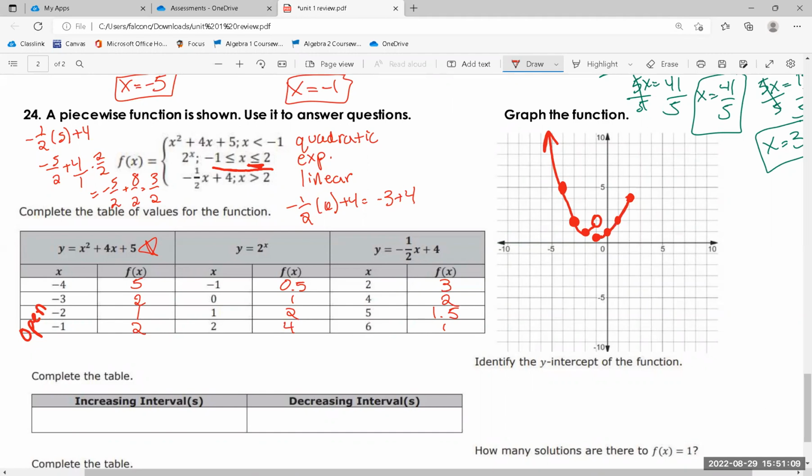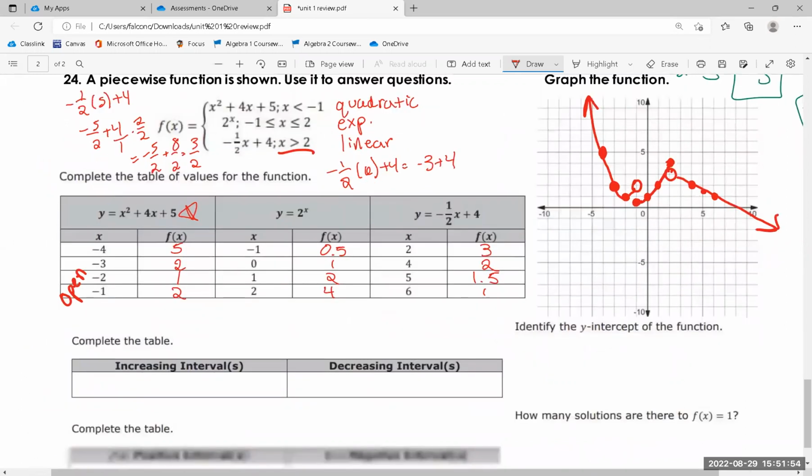All right, and then lastly, our linear piece starts at 2. We're only greater than, so we're going to start with an open circle for this one. So for 2, 3, I need an open circle at 2, 3. And then 4, 2, 5, 1.5, 6, 1. That's my linear piece.